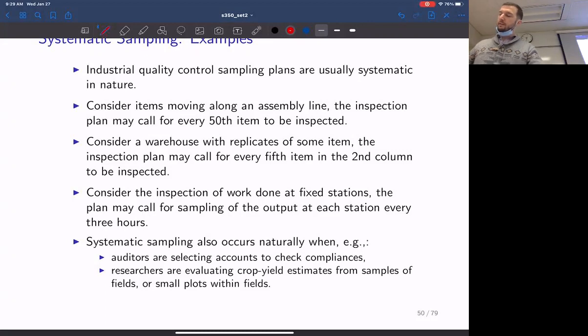So I also have here, consider the inspection of work done at fixed stations. The plan may call for sampling of the output at each station every 3 hours. So this could be another example of a systematic sample where you have to go into the station, evaluate this criteria, and you pick a certain time frame in which you're going to visit the system. So every 3 hours, every 4 hours, every 5 hours, things like this are all examples of systematic sampling that would occur naturally to validate products or to assess the reliability of a certain station or system.